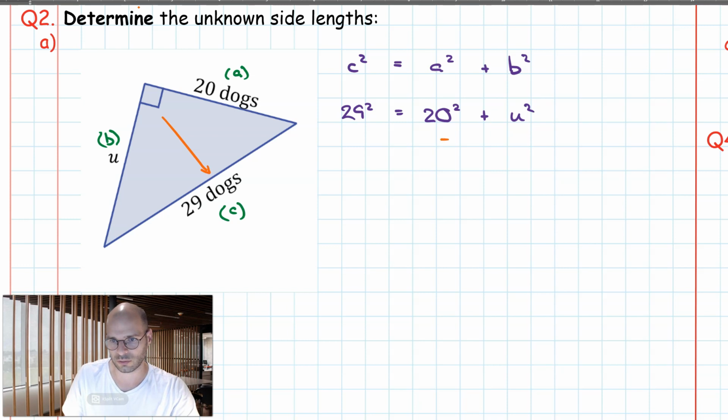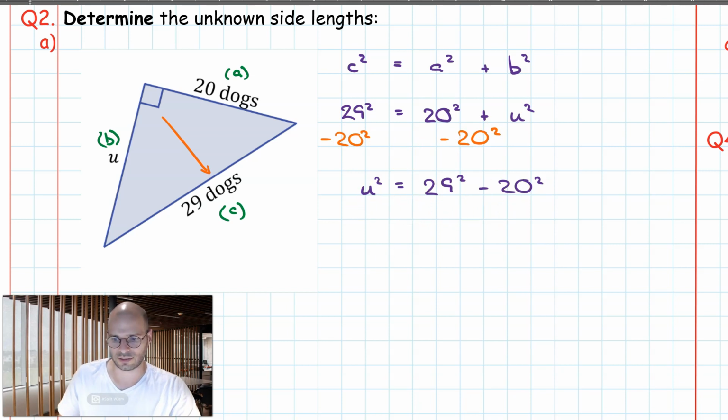So what we do is we take away everything that's hanging out with U. So I take 20 squared from both sides. It's going to give me 29 squared take 20 squared, and U squared is now on the left because I've just moved it that side, this side, moved it that side. Now I need to start evaluating these values here.